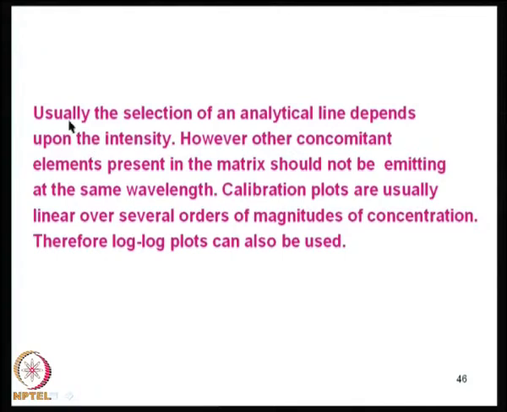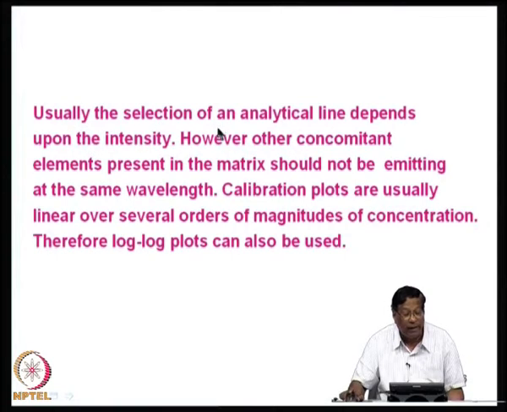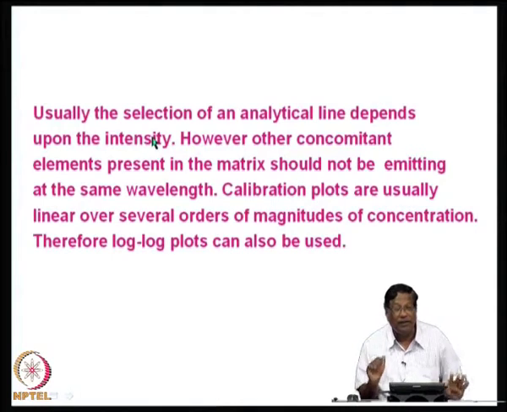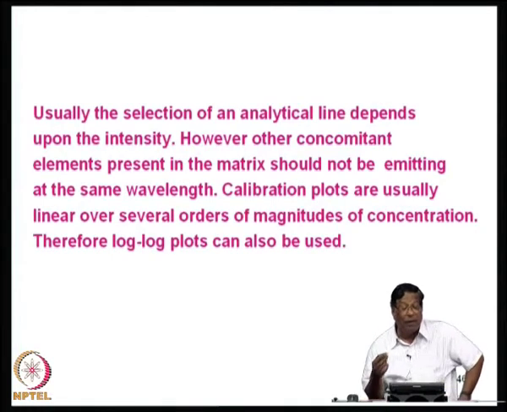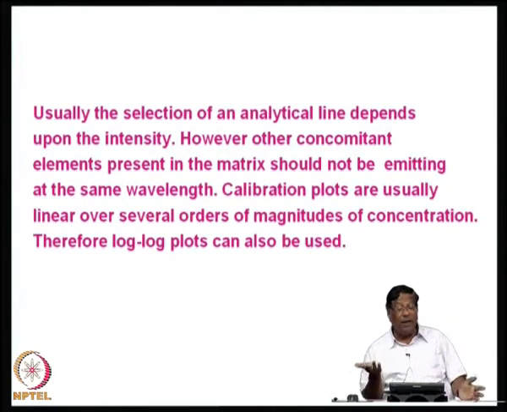Now, look at this slide. What I have written here is usually the selection of an analytical line depends upon the intensity. However, other concomitant elements present in the matrix should not be emitting at the same wavelength. You see, the whole idea is that any of the concomitants emitting at the same wavelength will increase the number of counts. You may not be able to identify which element is interfering. That is the problem in ICP.